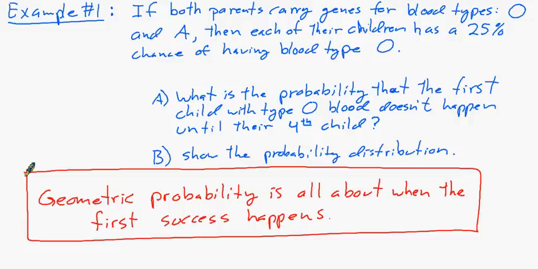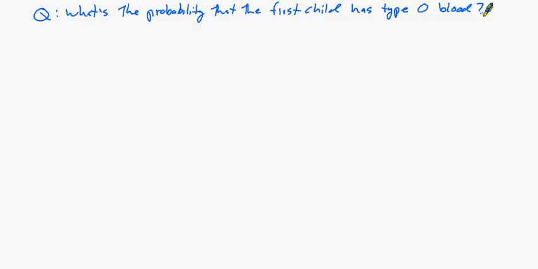Geometric probability is all about when the first success happens. So with this specific question, what's the probability that the first success doesn't happen until the fourth child? We can talk about a geometric probability distribution. It's going to look and behave quite a bit differently than the binomial probability distribution that we saw before. As a matter of fact, I think that's where I would like to start with this geometric probability.